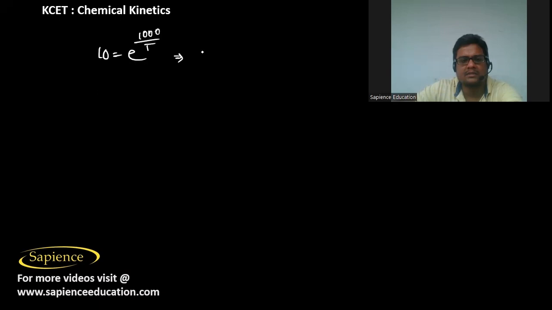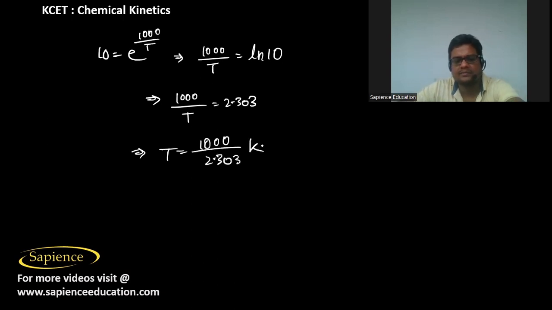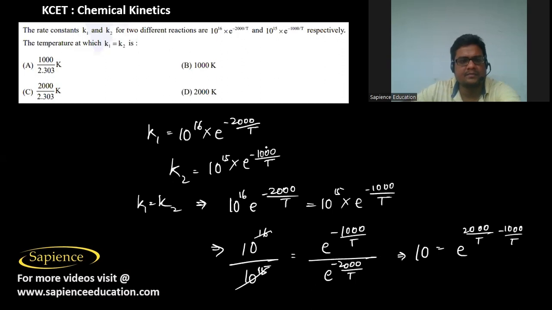It means that 1000 by T is equal to ln 10. Now ln 10 is 2.303. So 1000 by T is equal to 2.303. Therefore T equals 1000 divided by 2.303 Kelvin. So option A is the correct answer.